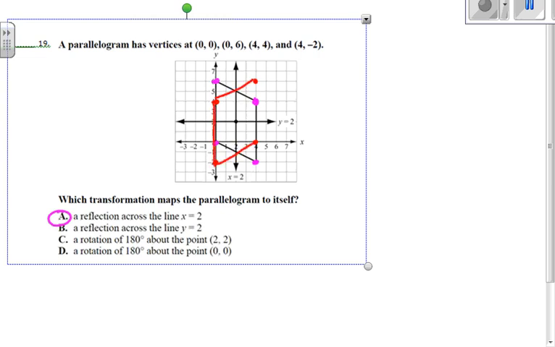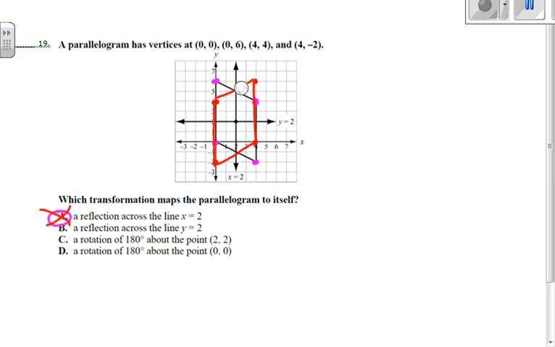So A is not the answer, okay? Going back. A reflection across the line y equals 2. So looking at y equals 2, that's this line right there.